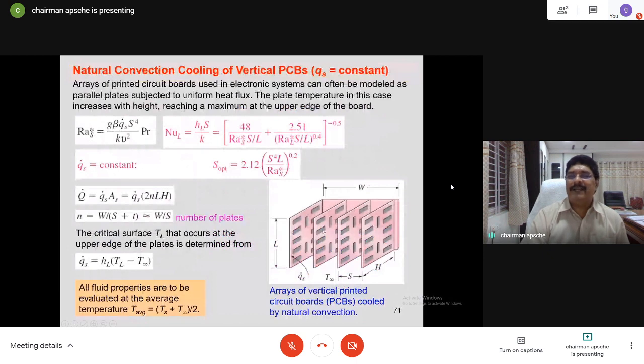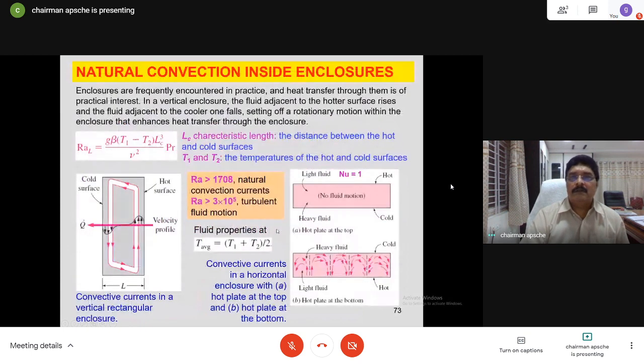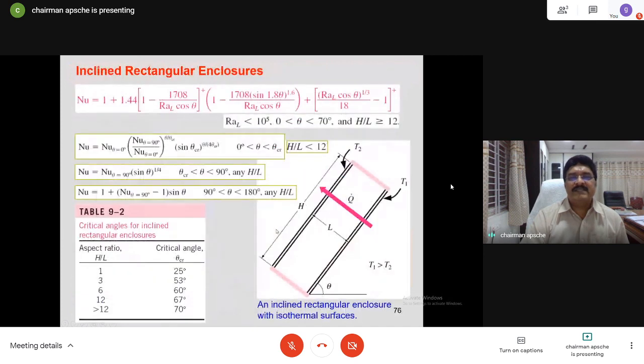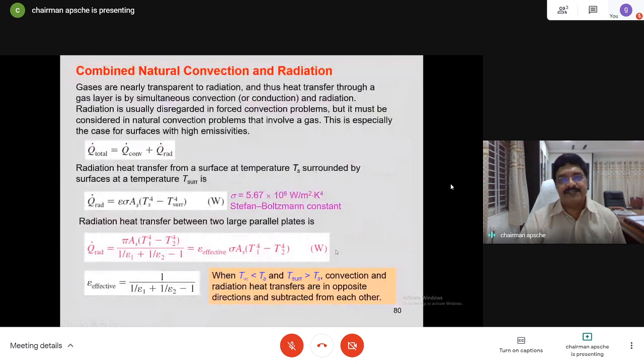So these are complicated setups where fins are there, intricate shapes are there. Okay. So this is some reading, maybe you can have a glance through these presentations. Combined natural convection and radiation, when we take up radiation, we'll discuss.